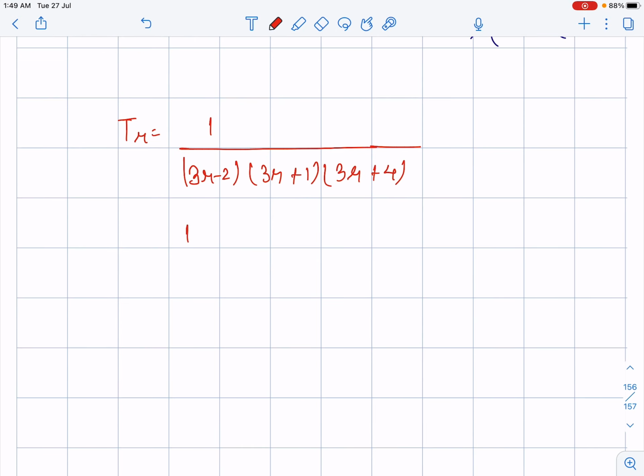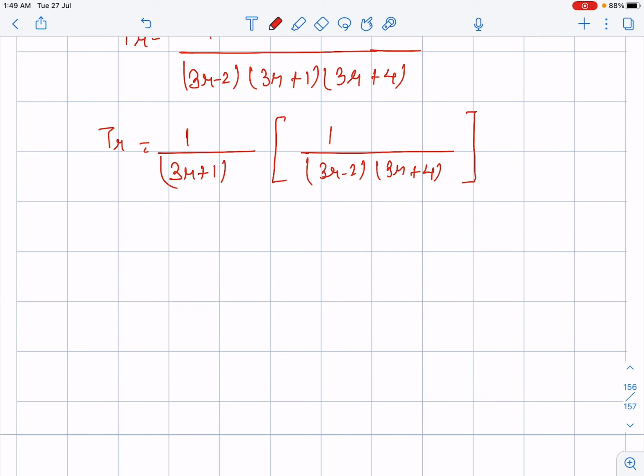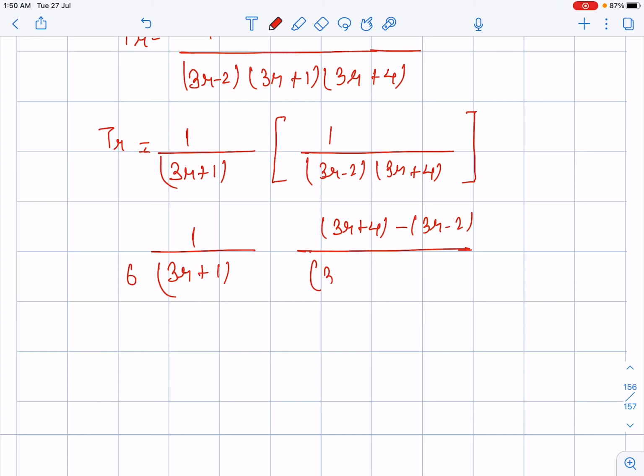Now let's take the middle value outside, that is 1 upon 3r plus 1. So the remaining thing will be 1 upon 3r minus 2 multiplied by 3r plus 4, and we'll bring it in the form of a sum of difference. So tr will be written like this: 1 upon 3r plus 1 outside, and we bring the numerator as a difference of two numbers, greater number minus smaller number, that is 3r plus 4 minus 3r minus 2. That means 6 will be generated, so we divide by 6, over 3r minus 2 multiplied by 3r plus 4.